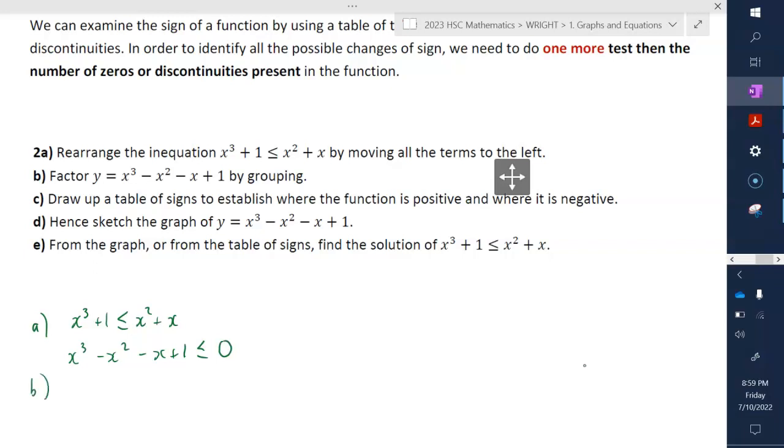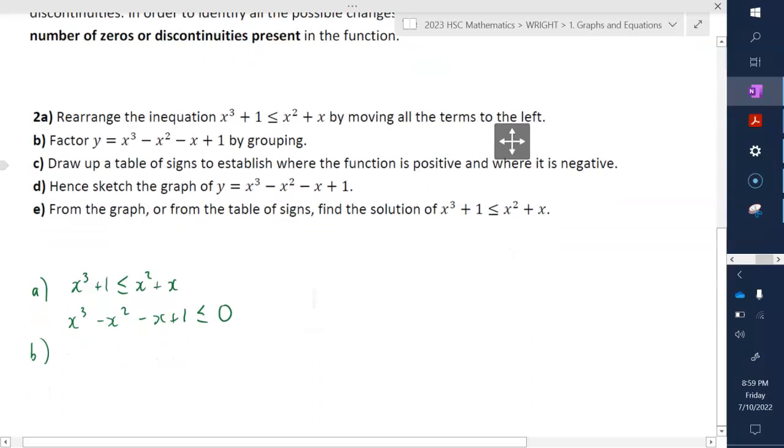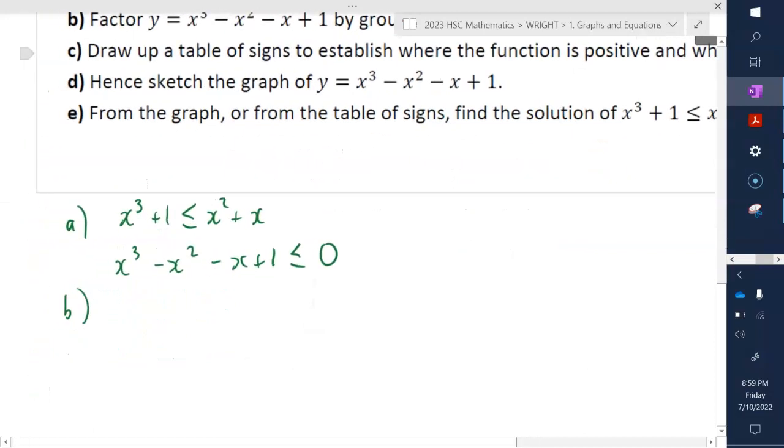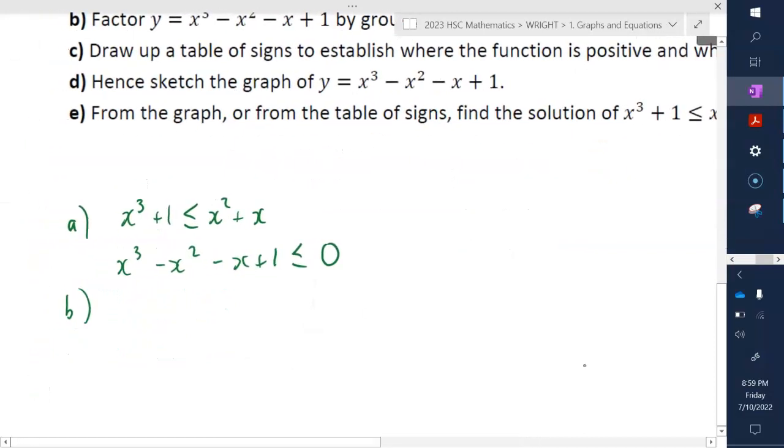Part b says factorize y equals x cubed minus x squared minus x plus 1 by grouping. So hopefully you can see, by looking at this function here, can you see how we might factorize that? Pause it if you need to.